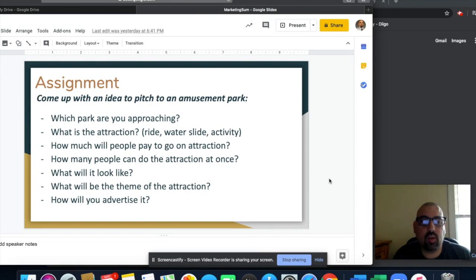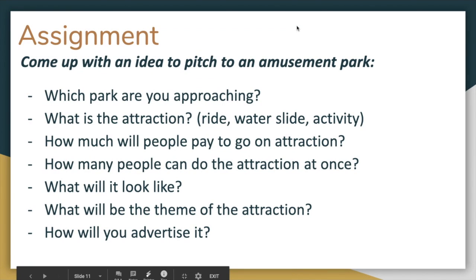So instead of preparing a presentation, a poster board, all these different things with it, I've kind of broken this down just a little bit. And here's what your assignment's going to look like. So I want you to come up with an idea to pitch at an amusement park. Now, I don't care where that park is, but I want you to be aware of where it is at.